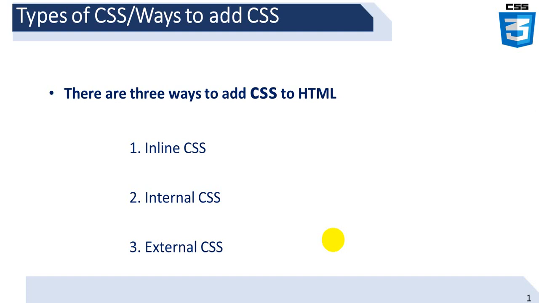This is one of the interview questions also, guys. They will ask in an interview: in how many ways can we add CSS to HTML, or what are the three types of CSS? We have three types of CSS. We can add CSS to the HTML in three ways: inline CSS, internal CSS, and external CSS. In the next slides, we will see all the CSS types one by one, guys. So concentrate now.